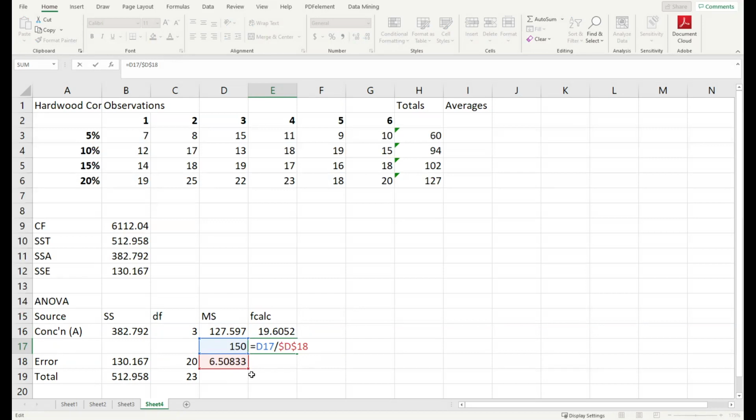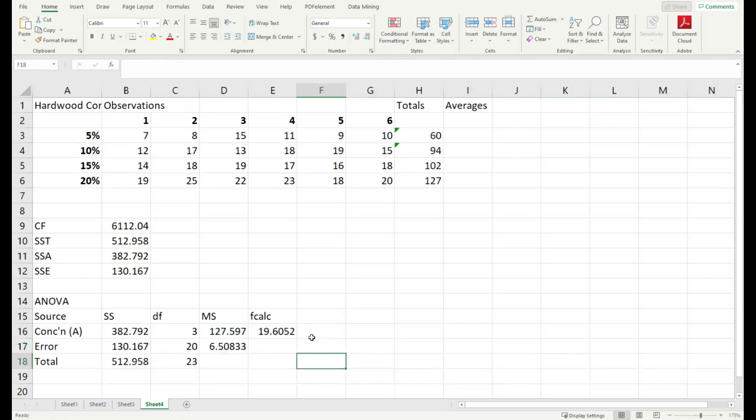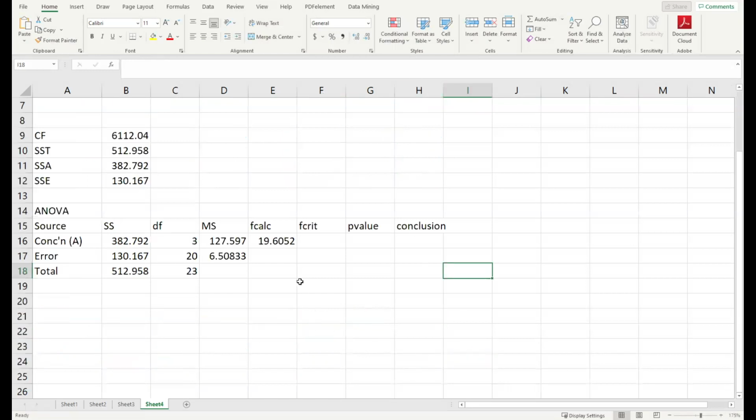Okay? So notice how this F-calc is numerator divided by denominator. So therefore, if you're looking at tables, the numerator will be DF1, which is this 3. Then your degrees of freedom 2 will always be the denominator, which is 20. Okay? So let's just delete this. So we have F-calc. So now we can make observations. Next could be F-crit or a p-value, depending on the approach. And the last column we will make is the conclusion. Okay? So this can be our ANOVA table. Let's do F-crit.